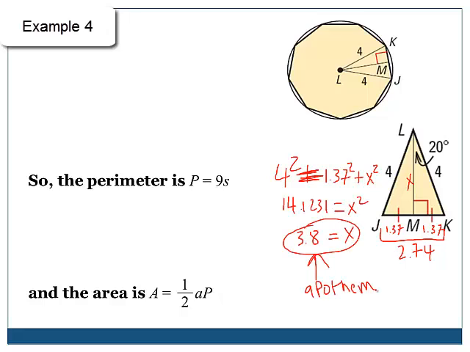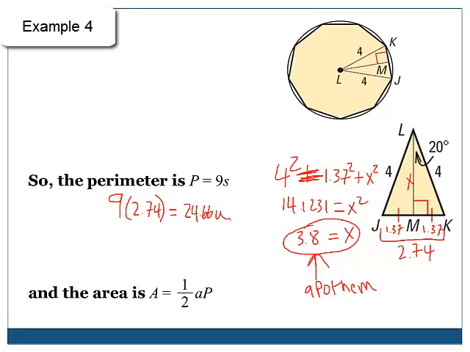So we have the apothem, we have the side length, now we can find the perimeter and area. We didn't need the apothem for perimeter, but we do need it for area. So let's do the perimeter. We have 9 times the side length, which we found to be 2.74. If you plug this into your calculator, 9 times 2.74 gives you 24.66 units, and that's it, because it's perimeter.